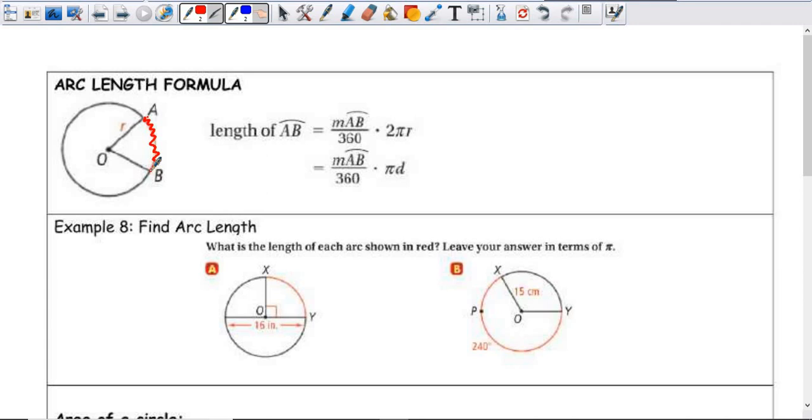So to find the length of arc AB, I have to look at the ratio of the arc measure to 360 degrees and then multiply that. If you notice, these two formulas are both your circumference. So a lot of times we'll just talk about the measure of the arc over 360 times circumference is your formula.